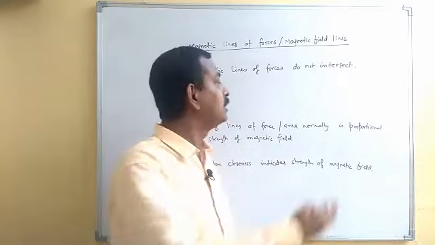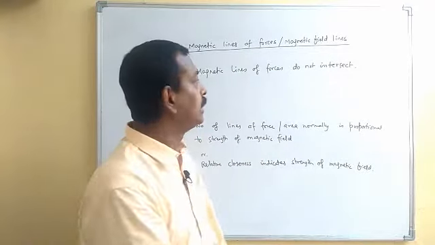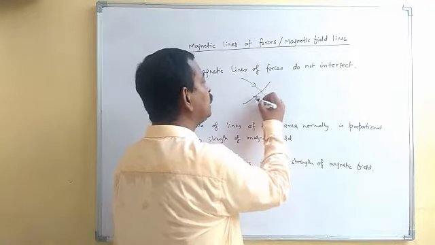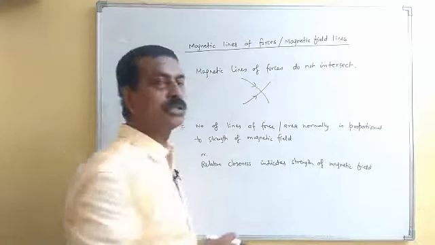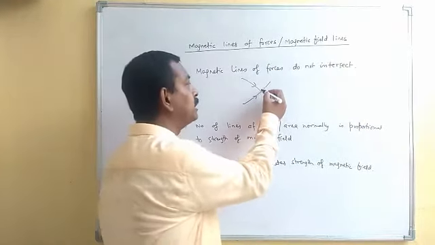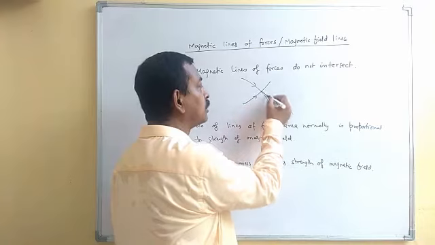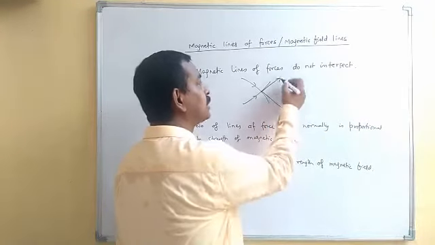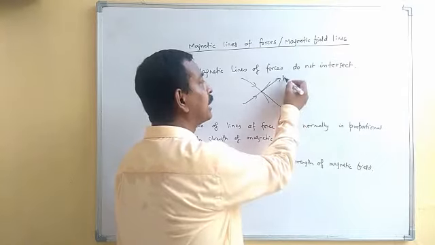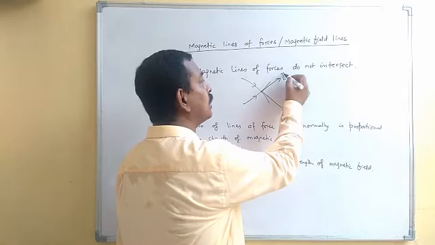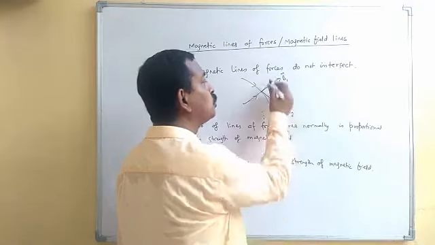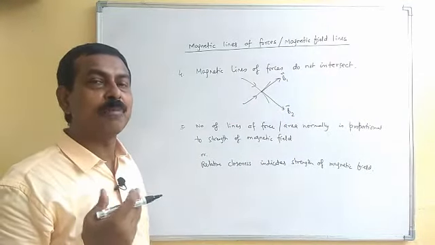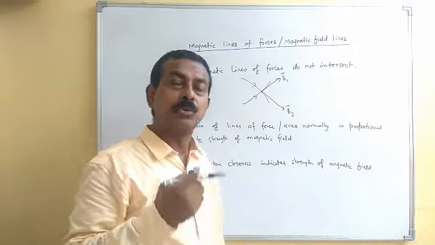Definitely they cannot intersect. Suppose you have one magnetic line of force like this, and another like this one. If they are intersecting at this point, I can draw a tangent at this point corresponding to the two curves, and these two tangents will indicate the direction of the magnetic field. Here this is B1 and this is B2. So at the same time you can't have two different directions of the magnetic field. So this is not possible.